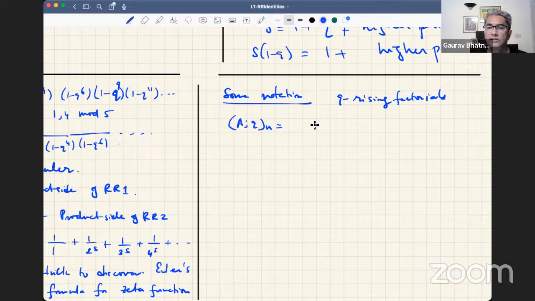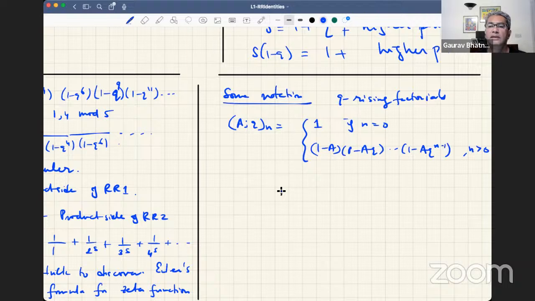So this is equal to 1 if n is 0. Otherwise it is 1 minus a, 1 minus aq, up to 1 minus aq to the n minus 1, so n terms for n bigger than 0.